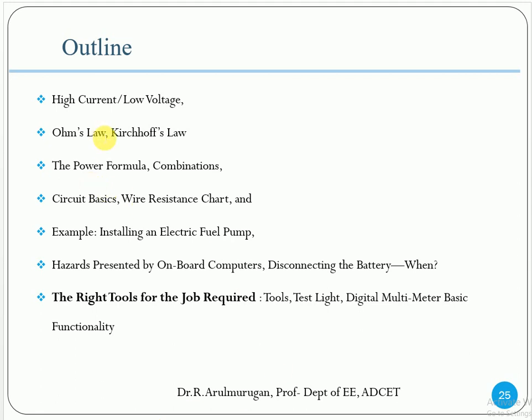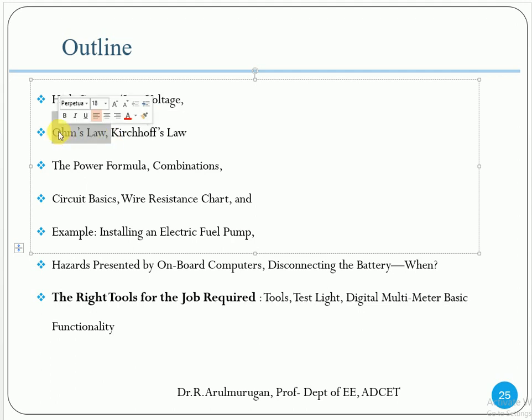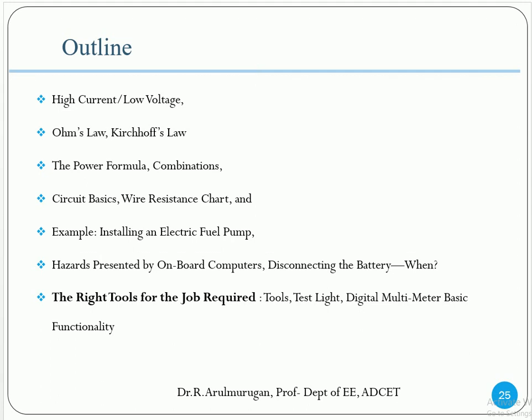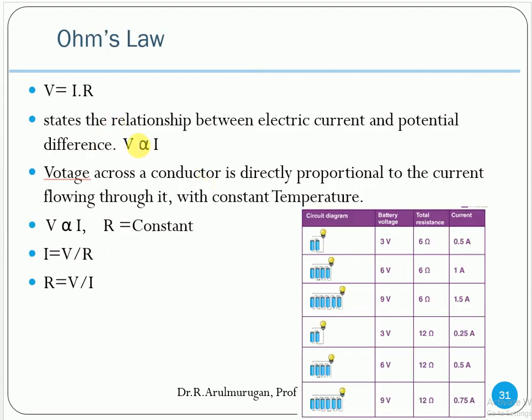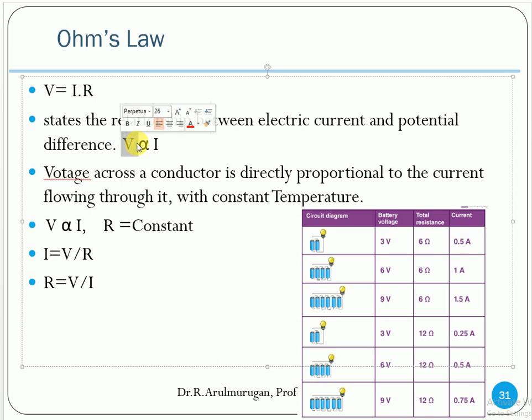The next one is Ohm's law. What is Ohm's law? V is equal to I into R, or V is directly proportional to I. That is called Ohm's law. The potential difference across two points is directly proportional to the flow of current at constant temperature. That is about Ohm's law.